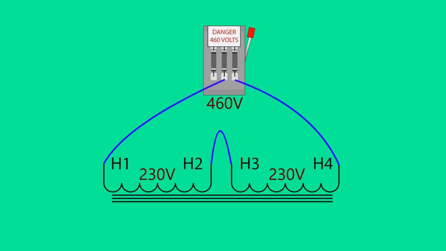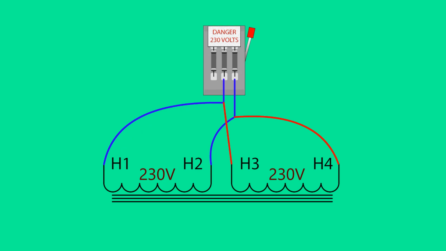460 volts is then supplied to the outside winding connections H1 and H4. For the transformer to operate on 230 volts, each winding must be supplied with 230 volts. 230 volts is supplied to one winding with connections to H1 and H2. 230 volts is supplied to the other winding with connections to H3 and H4. The two windings are placed in parallel and connected to 230 volts.